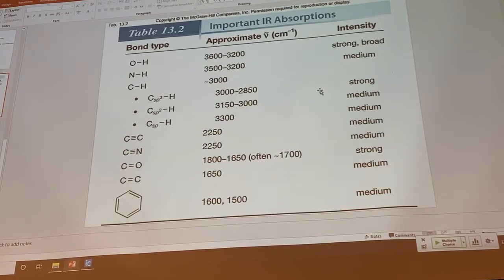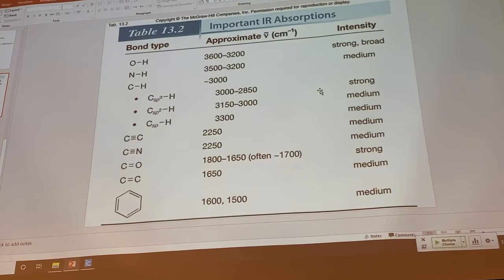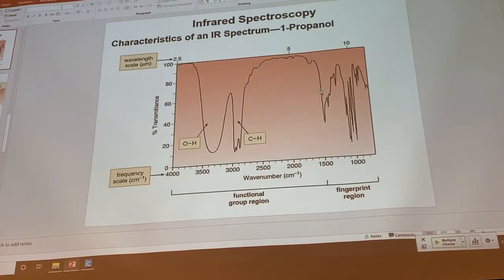But the first thing we'll look at is right here at the top of the table, and that is the OH or the NH stretch. And we'll look at a spectrum and we'll see that those stretches are very strong and very broad. The table here tells you that the OH is stronger than the NH. Frequently that's the case, but not always, as we'll show you. If we go back to this spectrum of an alcohol, 1-propanol, we see a very strong, very broad OH peak.